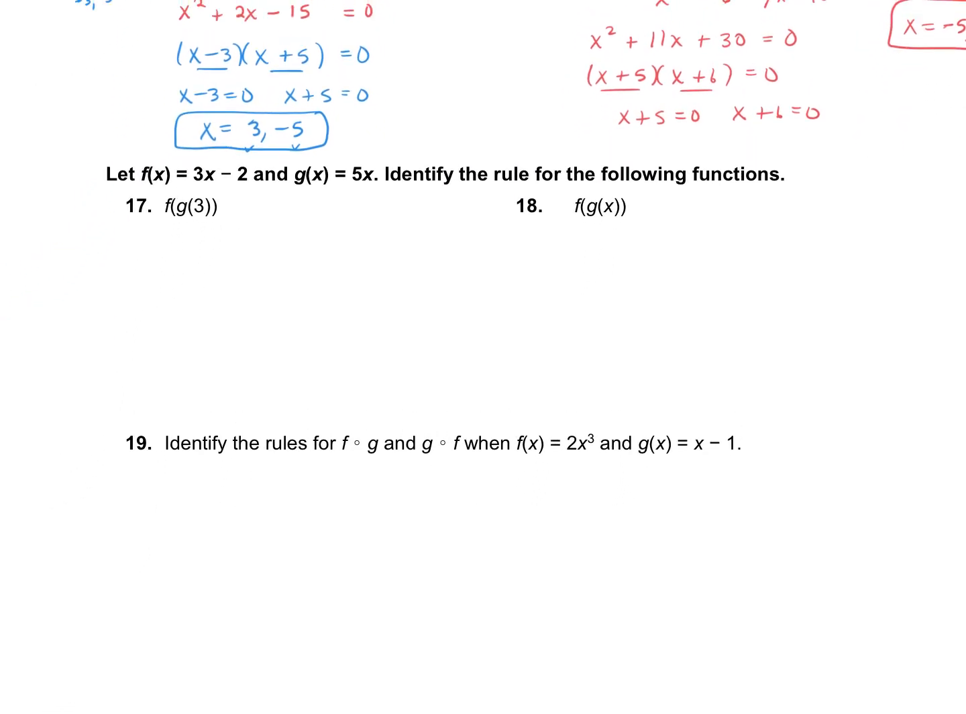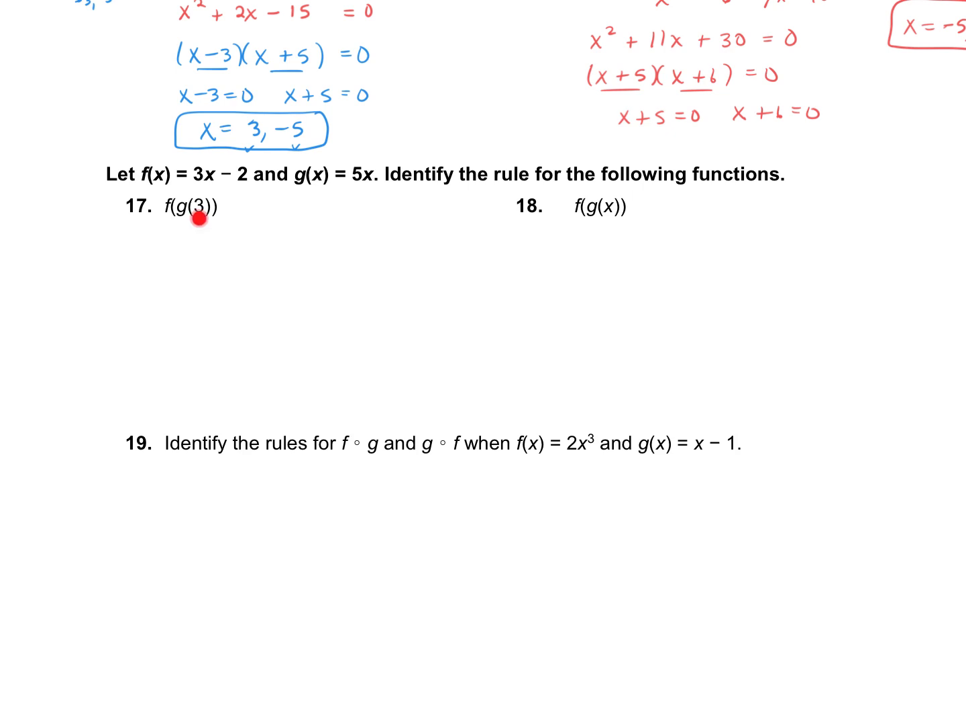Okay, so number 17. Now we're getting into the last unit of this chapter. This is our composition of functions, function operations. So it says let f(x) = 3x - 2 and g(x) = 5x. Identify the rule for the following functions. So what I notice is these two problems are very similar. This one just has a 3 here, and this one has an x here.